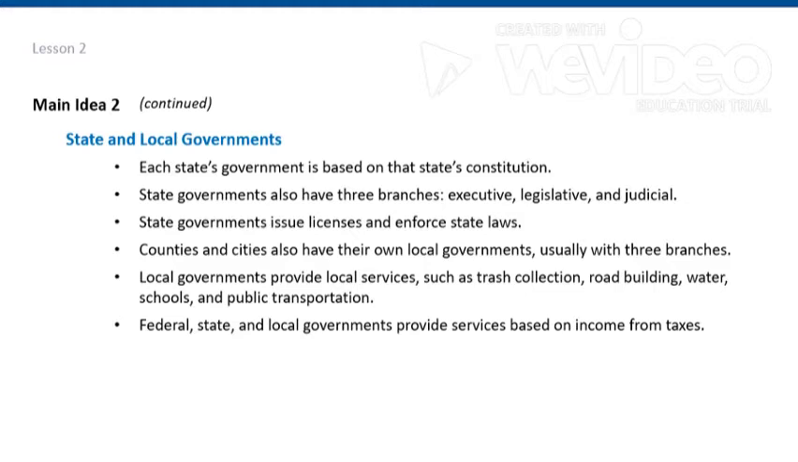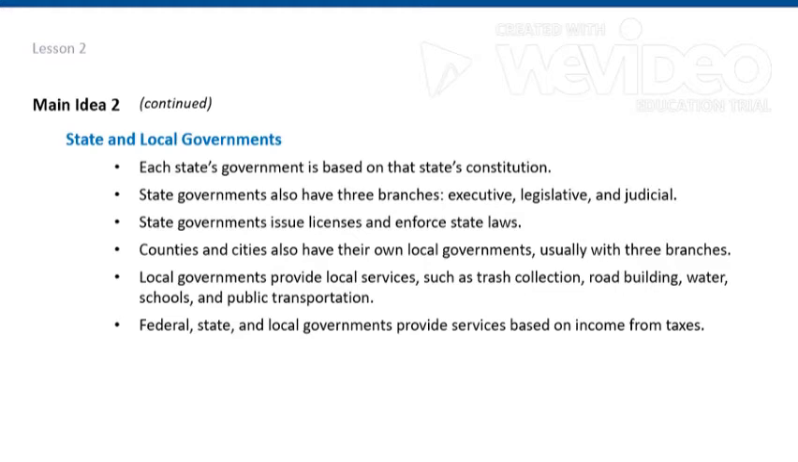However, all state governments have three branches, just like the federal government. All states have an elected governor as the head of the executive branch, a legislative branch of elected members, and a judicial branch. In some states, judges are elected, while in others, they are appointed. State governments issue licenses, birth certificates, and death certificates, set, enforce, and interpret state laws, and run elections.